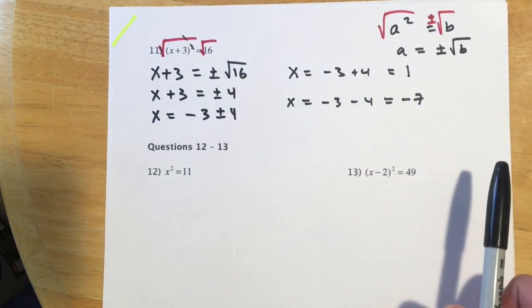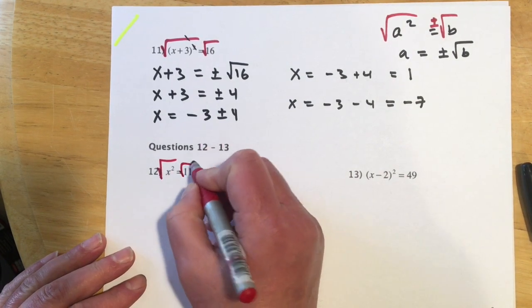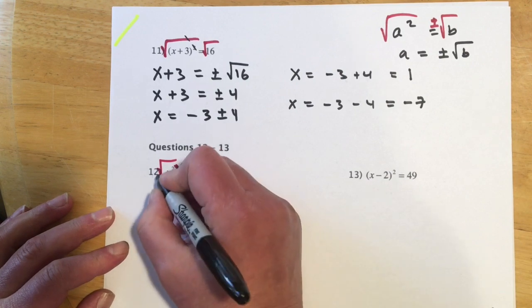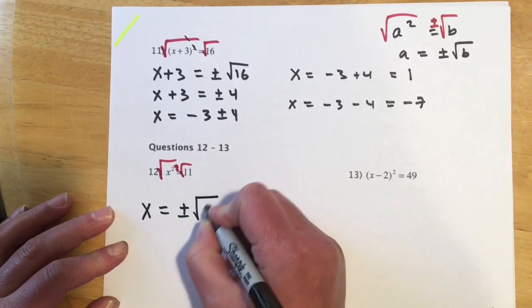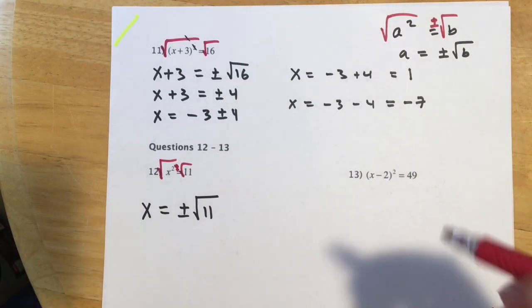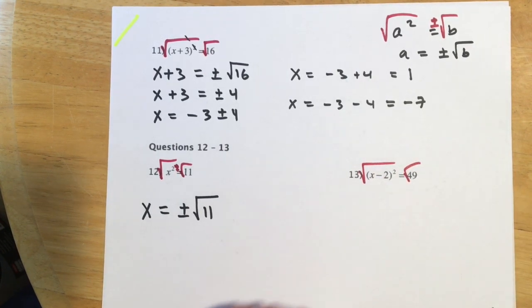12 and 13 are the ones I'd have you guys try. So for this first one, we would just root both sides, plus or minus in there. So we end up with square root of x squared, so that's just x equals plus or minus root 11. For this one, same idea. I'll root both sides because I have a square.